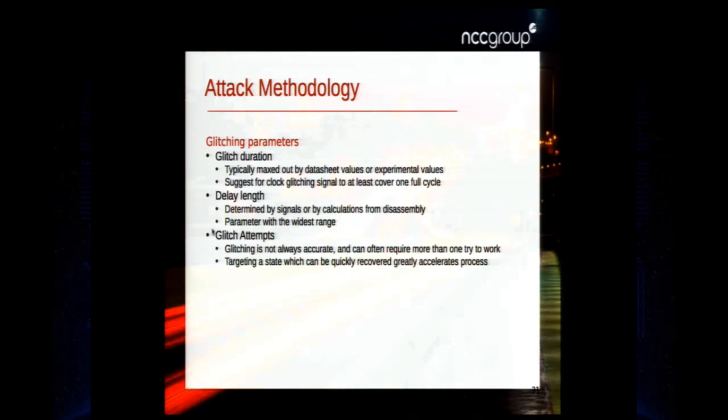So the parameters that we're trying to get at are the glitch duration, which is the amount of time that we send our glitch signal out. And the glitch signal could be anything from our clock glitch signal or the amount of time we brown out the device or the power supply to the device. The delay length is the period from when we wait to send out our glitching signal. Now, another thing you also have to consider is that these types of attacks don't always work the first time you try it. So you oftentimes have to try it over and over again, over a tight range.